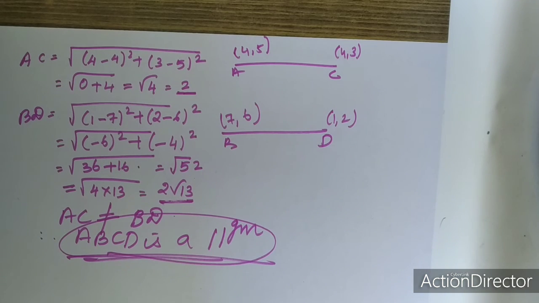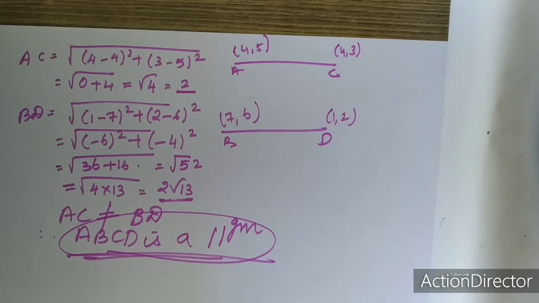Hope you understood all these three types of sums. One was a square, second was not a quadrilateral at all, and third you got it as a parallelogram. So out of these three questions, you may get one question in the exam. So you practice it very nicely.